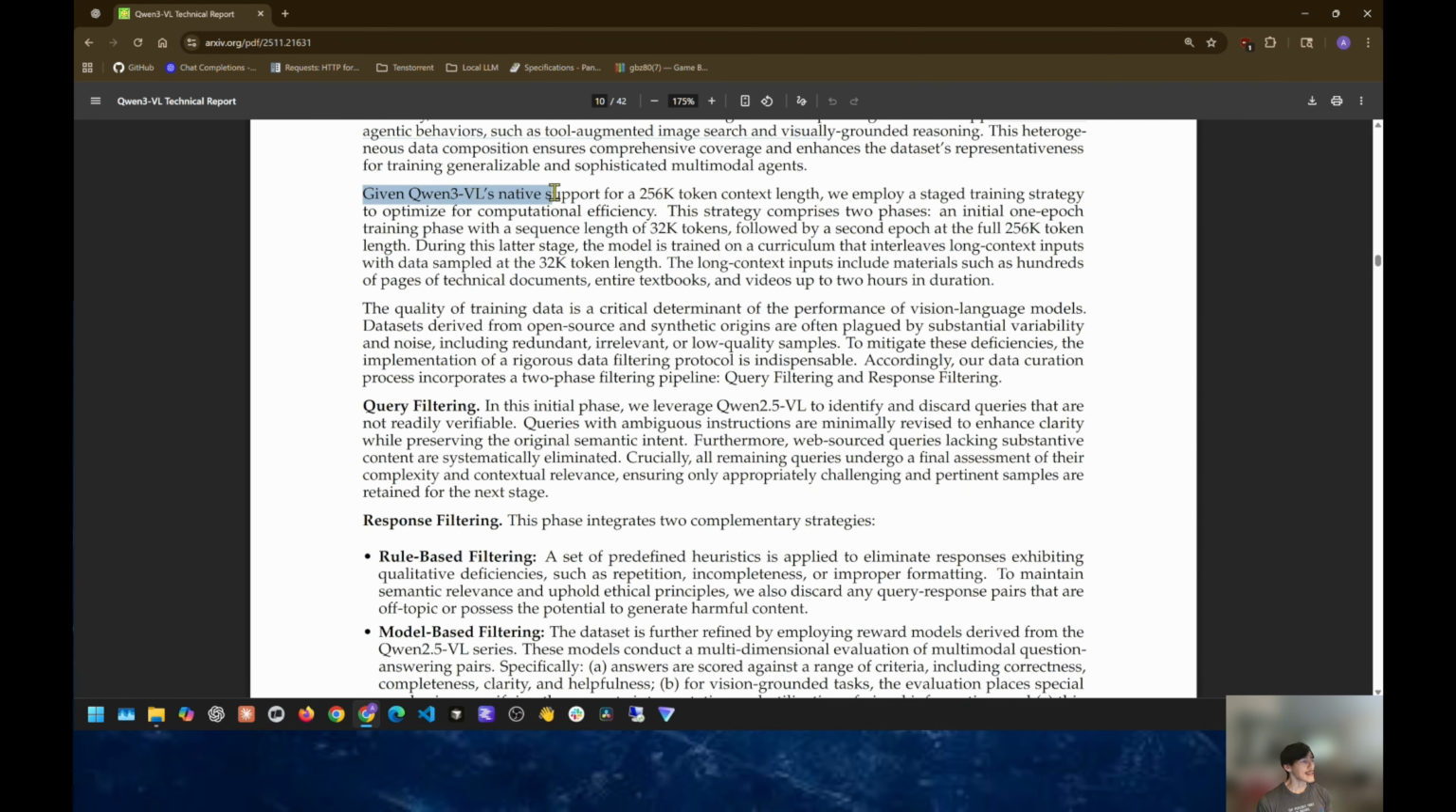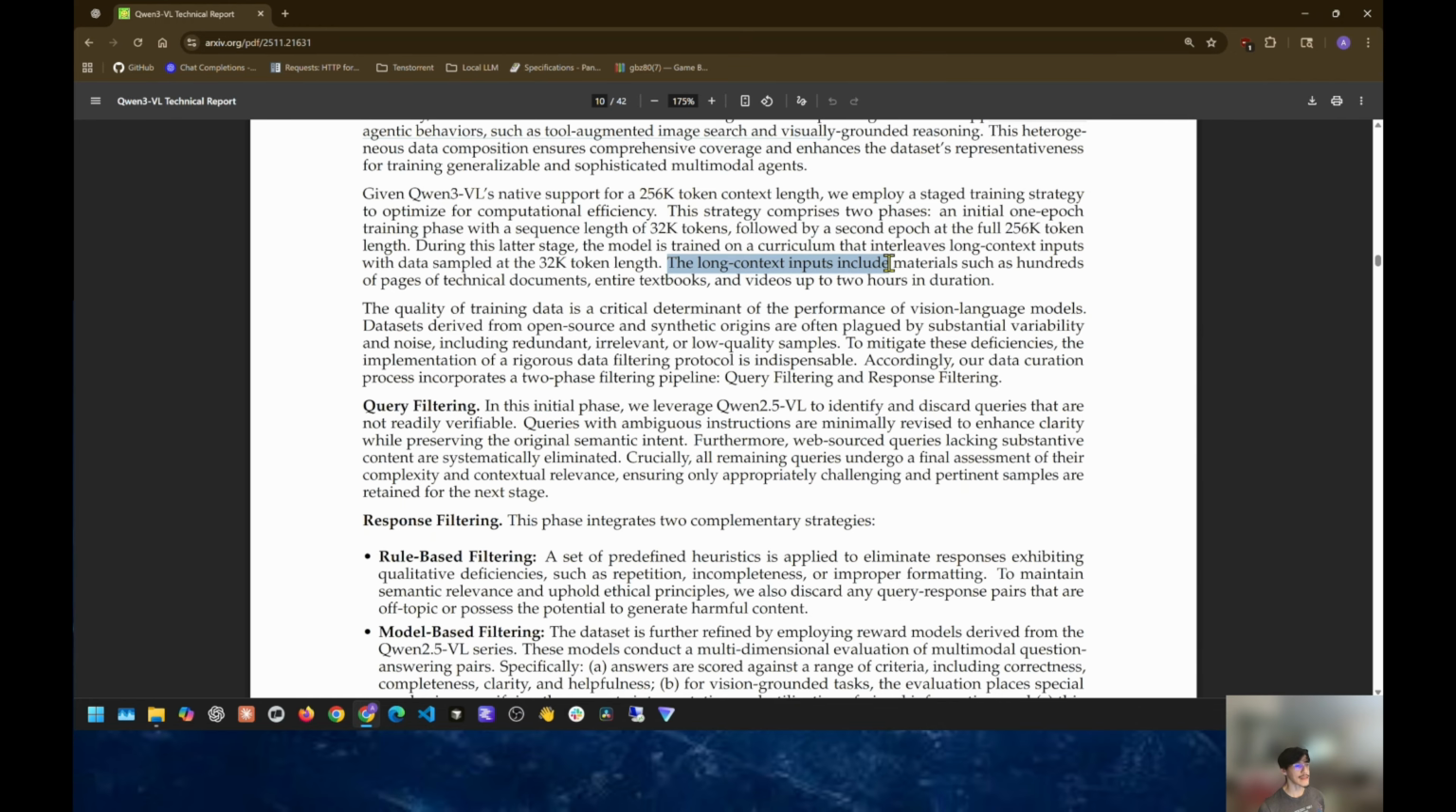Given Qwen3 VL's native support for a 256K token context length, we employ a staged training strategy to optimize for computational efficiency. This strategy comprises two phases: an initial 1 epoch training phase with a sequence length of 32K tokens, followed by a second epoch at the full 256K token length. During this latter stage, the model is trained on a curriculum that interleaves long context inputs with data sampled at the 32K context length.